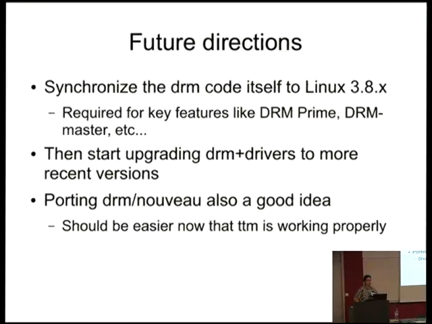So in the future, I'd like to synchronize the DRM code itself to Linux 3.8 something, which is required for some features like DRM prime, DRM master, and so on. Well, more or less the same things Jean-Sébastien spoke about on FreeBSD. And instead, upgrading the DRM drivers to more recent versions. Right now, we finally have a working TTM memory manager. So porting Nouveau is also a good idea.